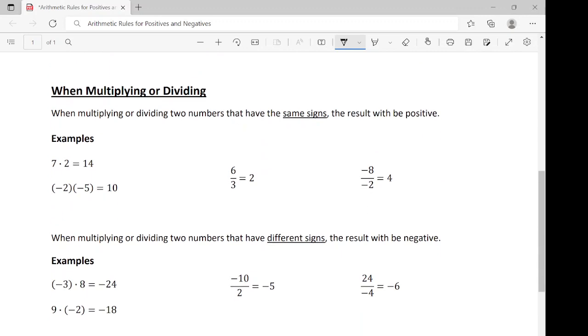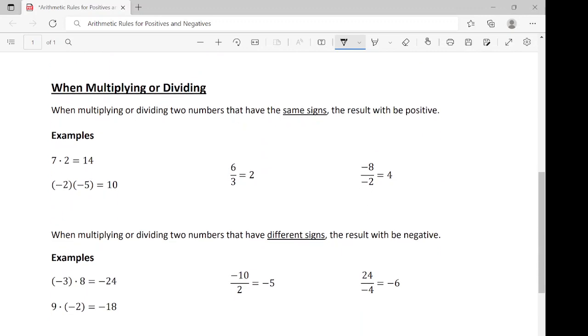Now, multiplying or dividing has a little bit of a different set of rules. So when you are multiplying or dividing two numbers that have the same sign, your result will always be positive. So positive 7 times positive 2, since both are positive, my answer will be positive. So then 7 times 2 is 14.